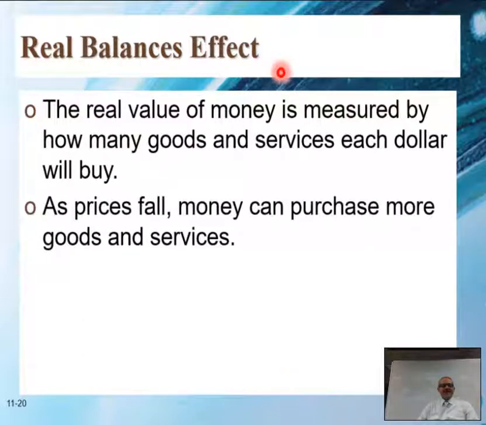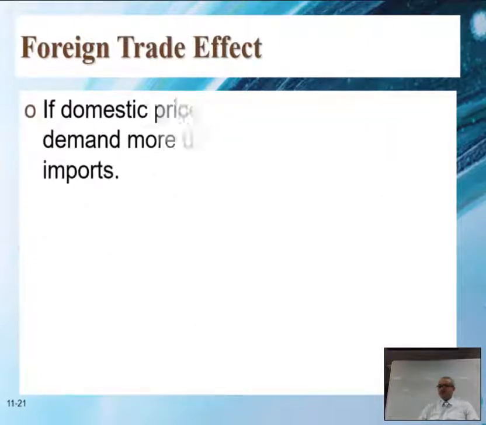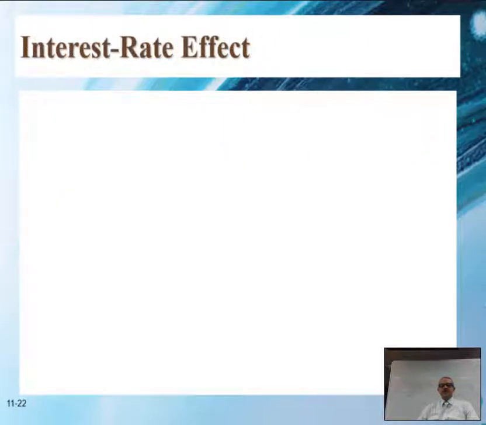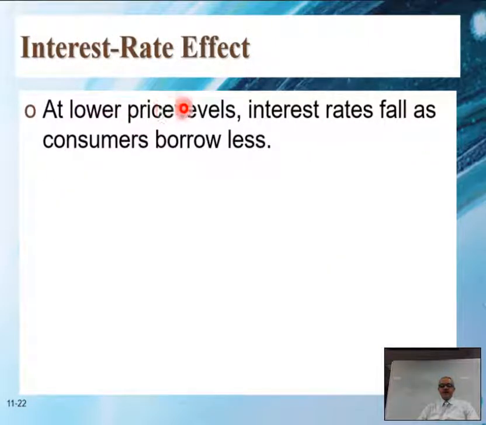What is the real balances effect? The real value of money is measured by how many goods and services each dollar will buy. As prices fall, money can purchase more goods. That makes sense? The foreign trade effect says if domestic prices decline, consumers will demand more domestic output. And the third one is the interest rate effect. At lower price levels, interest rates will fall as consumers will borrow less.